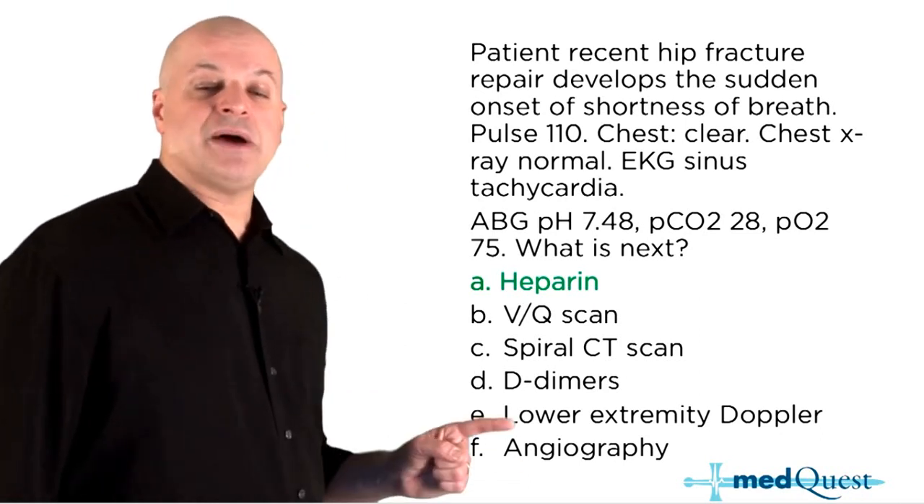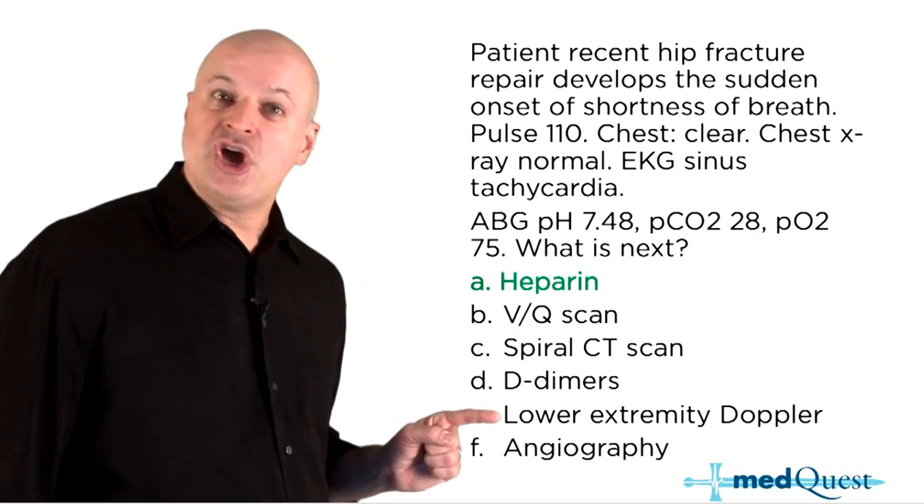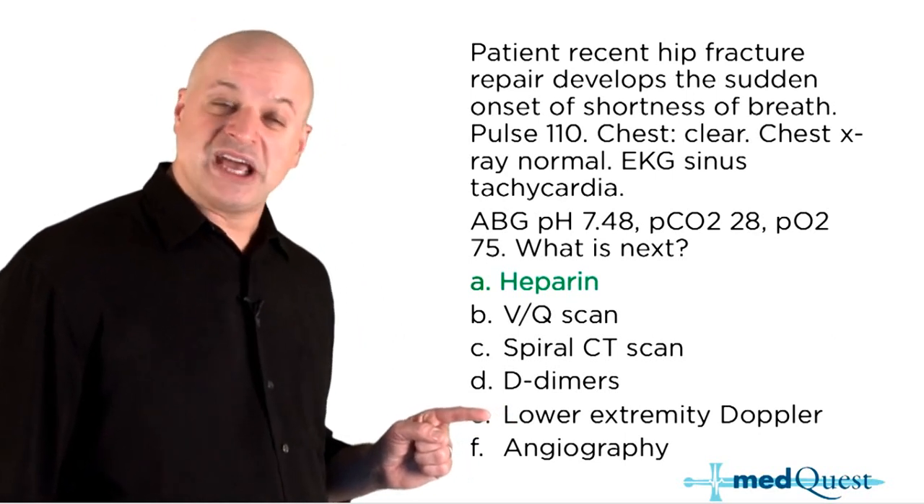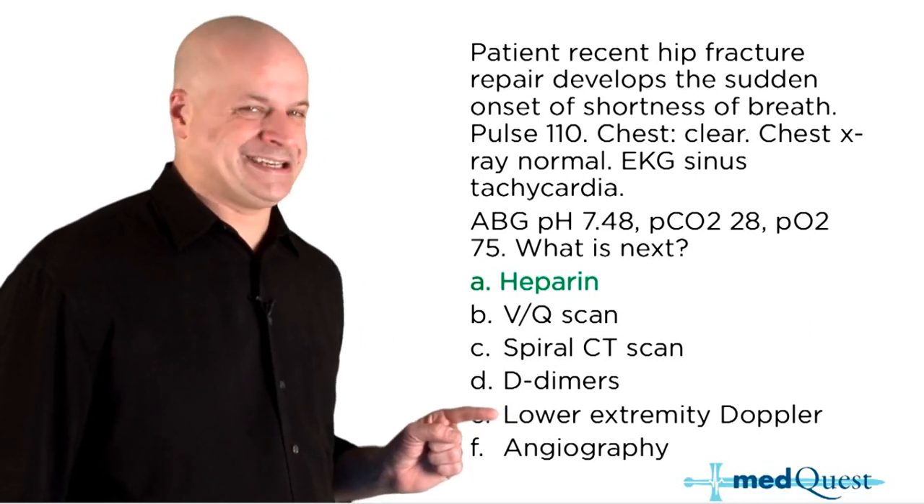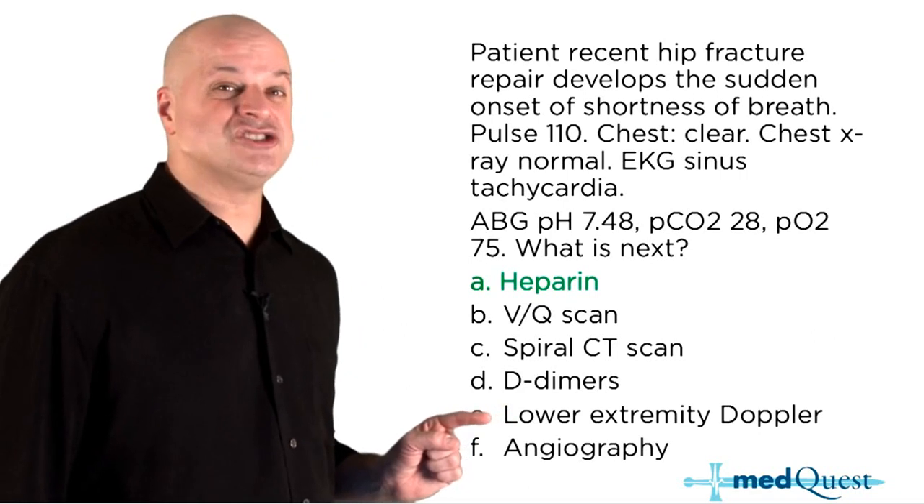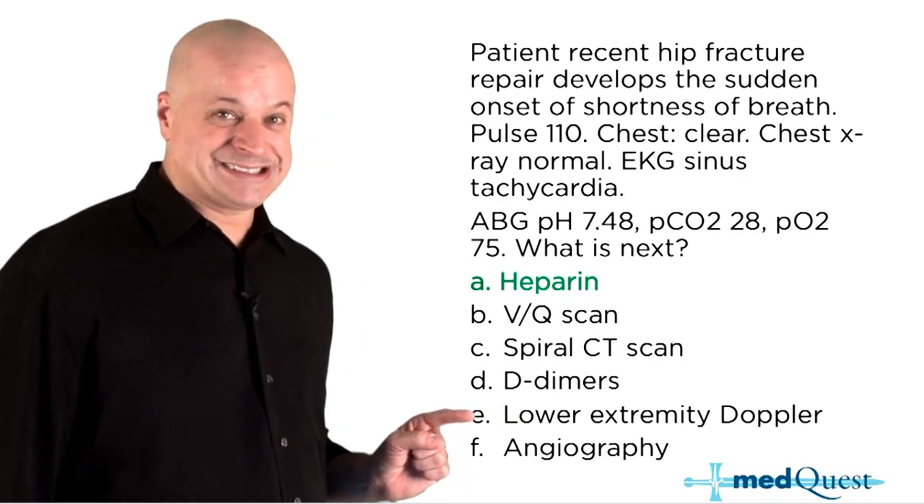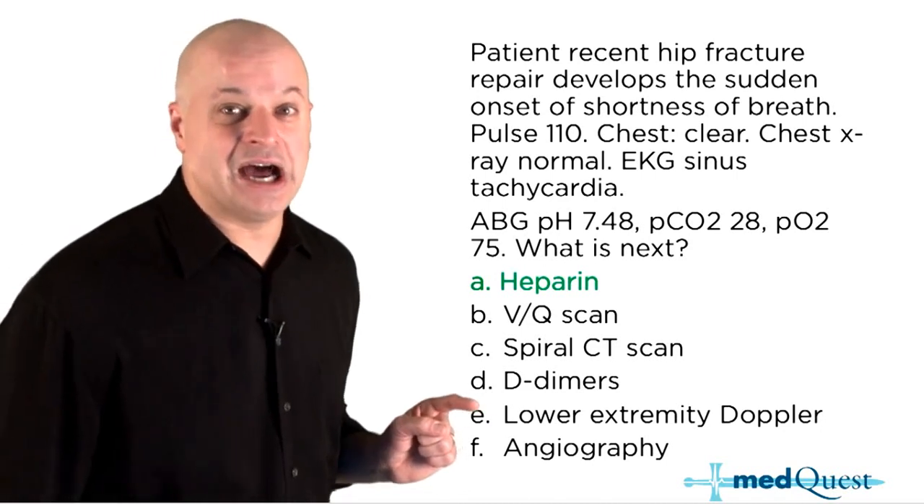Lower extremity Dopplers are important because if your lower extremity Dopplers are positive, you don't need to do any other tests because it doesn't change anything. That's why we call it thromboembolic disease, because if you've got a thrombus in the legs, you don't need to do any other tests. It's enough.